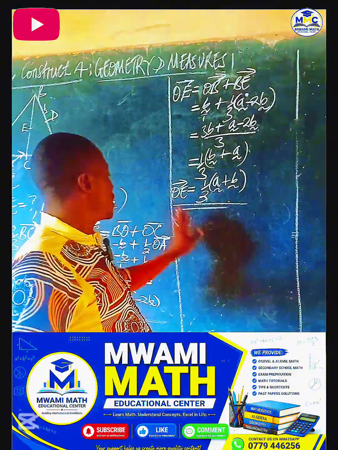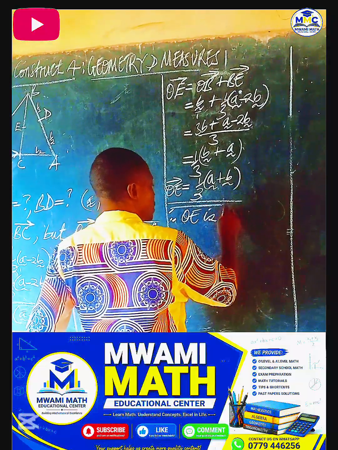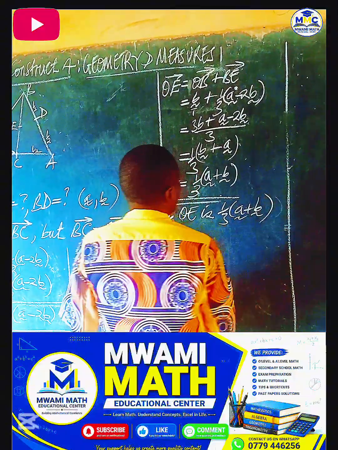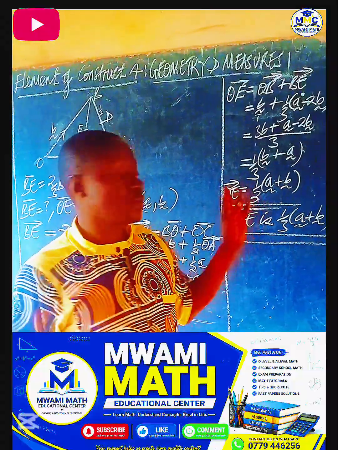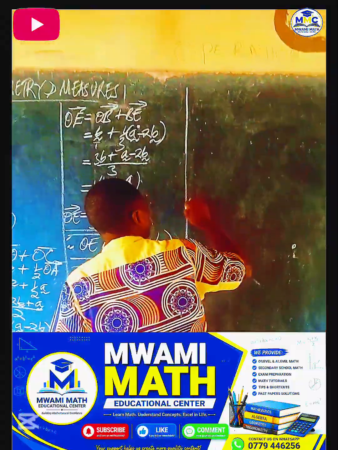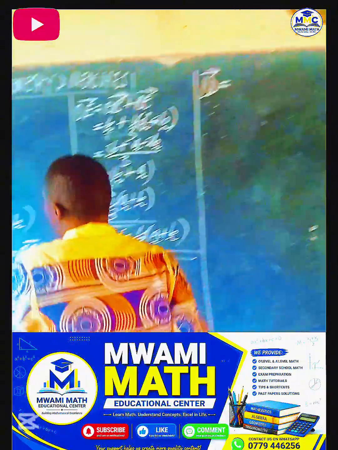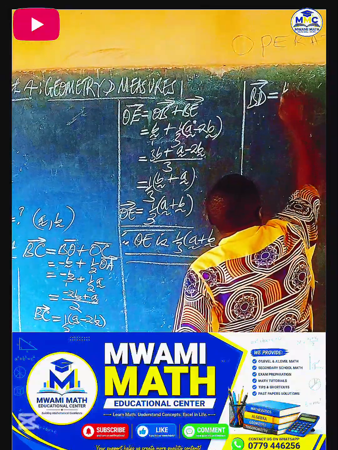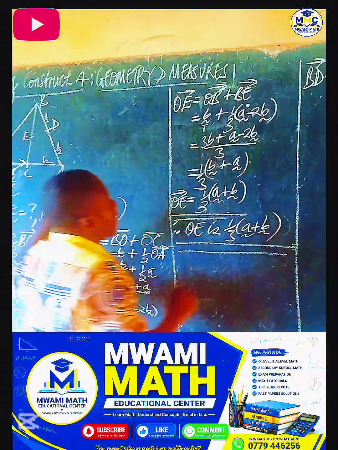So we can respond and say, therefore, OE is a third to A plus B. So that's our solution for OE. Good. Then, finally, we have BD. BD is a half of BA.